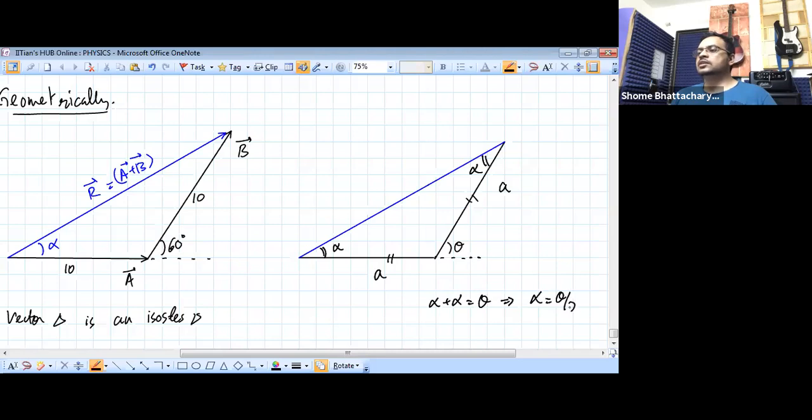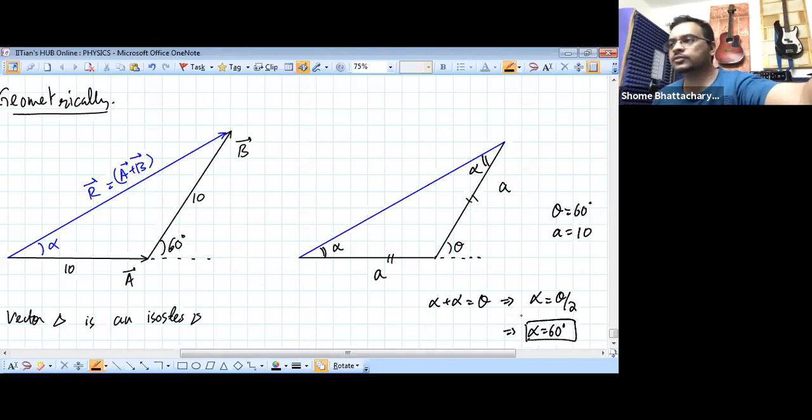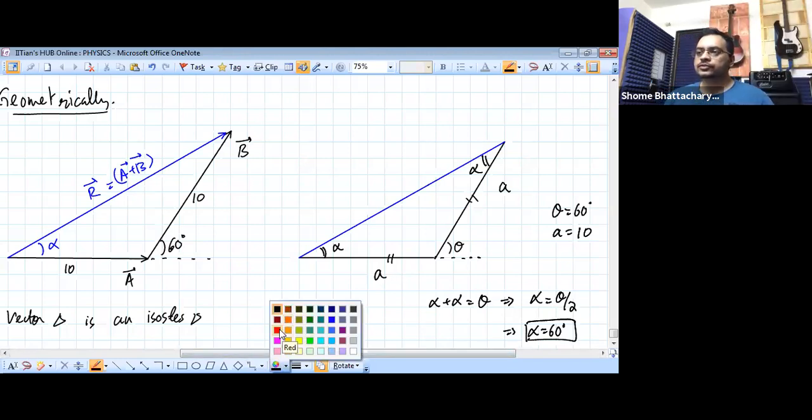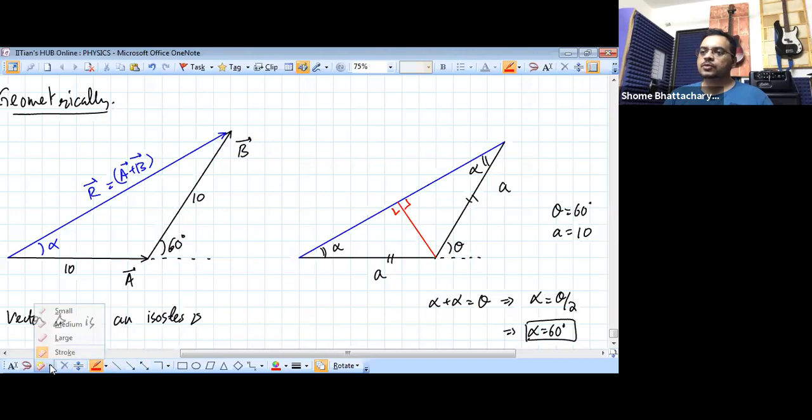So alpha will be equal to theta by 2. So in this case, alpha becomes 30 degrees because theta was 60 degrees and that small a was 10. So that's justified. We had got it by the formula method also earlier. Okay, then the other property that we can use of isosceles triangle is that from the vertex of the equal sides where they are matching, if we drop a perpendicular, it bisects the triangle. So we can make use of this property.